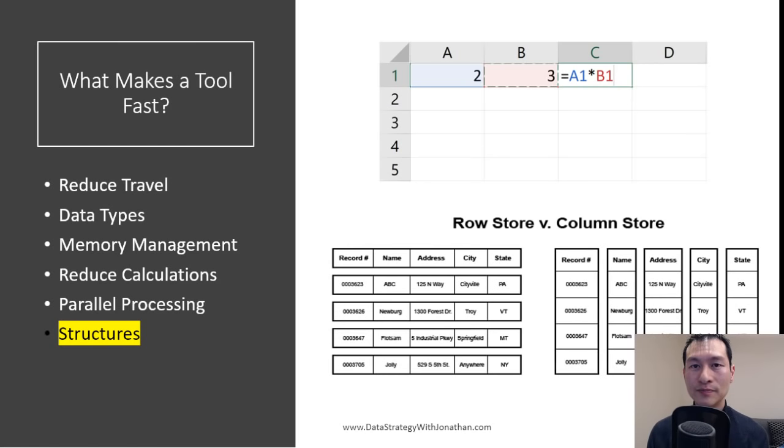Now, in Excel, it actually has a feature called Power Pivot. I don't know if anybody here has actually heard of Power Pivot, but it's actually an in-memory column store database, right?